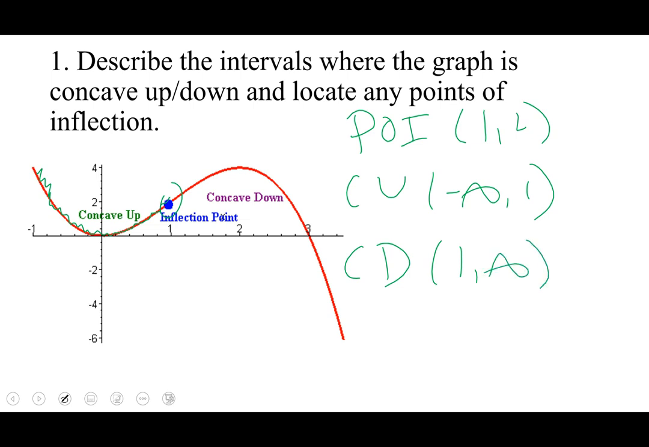Again, if you put the concave up intervals together with the concave down intervals, that should include all the real numbers. And again, you're always going to use parentheses for concave up and down because you don't actually know what is happening at the point of inflection.